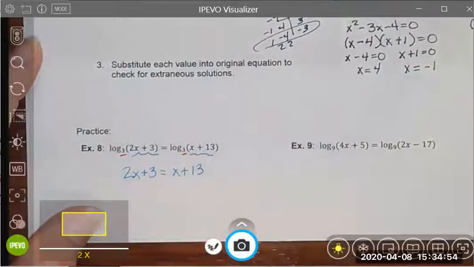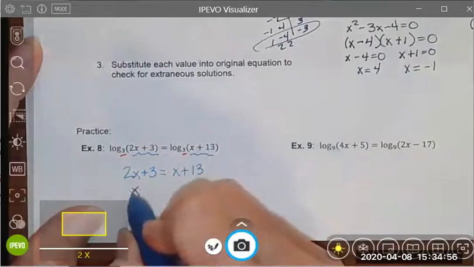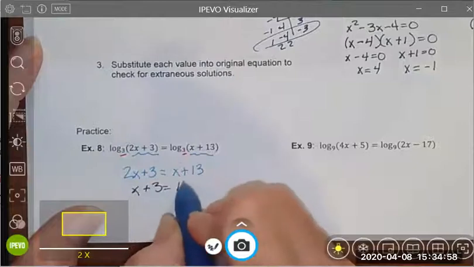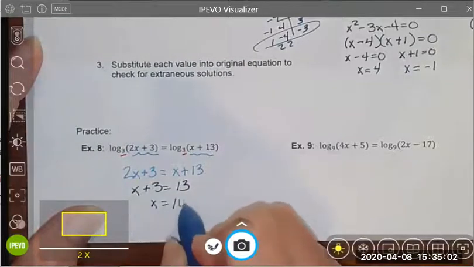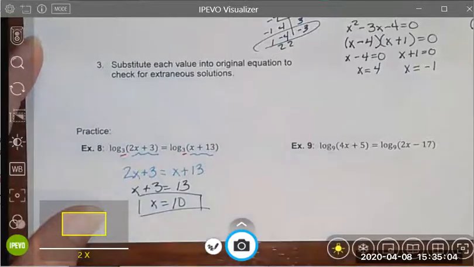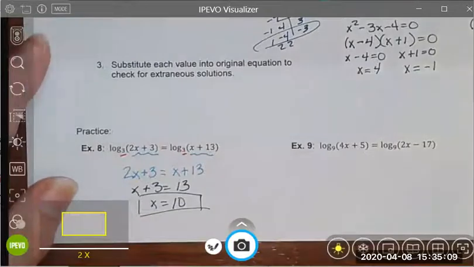I'm going to subtract x from both sides. I'm going to subtract 3 from both sides. I end up with x equals 10. I suspect that if you haven't already, you're going to kind of like logs because this is pretty easy math.